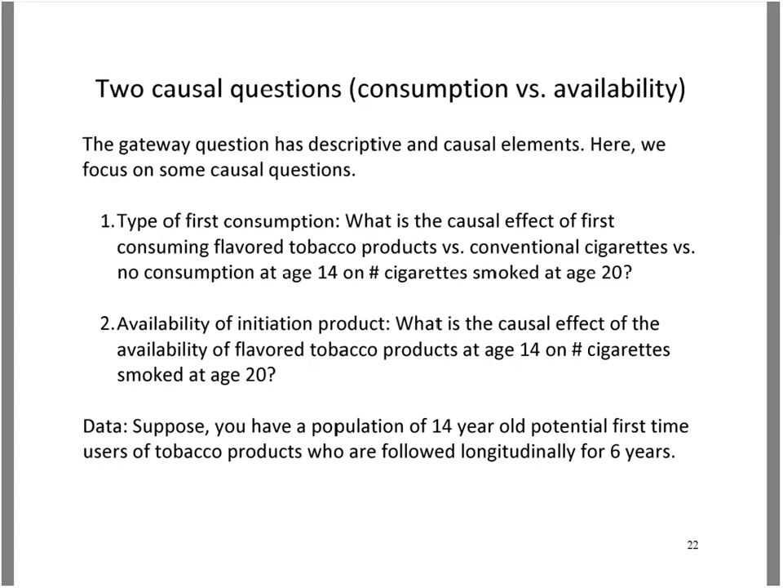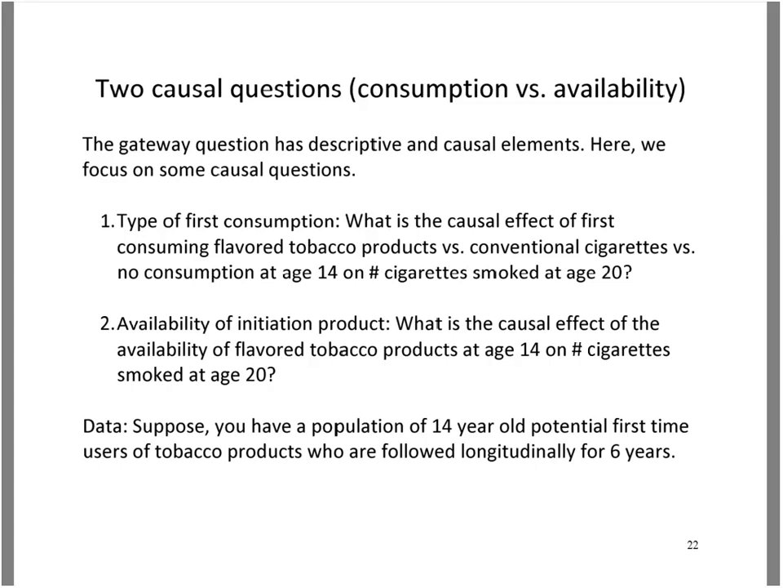The availability question is really quite different. It asks, what's the causal effect of the availability of flavored tobacco products at age 14 on the number of cigarettes smoked at age 20? Here the treatment is not what the person actually does. Rather, the question is whether having any flavored product available at all makes a difference. Doing violence to the subtlety of this area of research, we might say that the first question is sort of a more biomedical question, whereas the second question is more of a regulatory question for tobacco use.